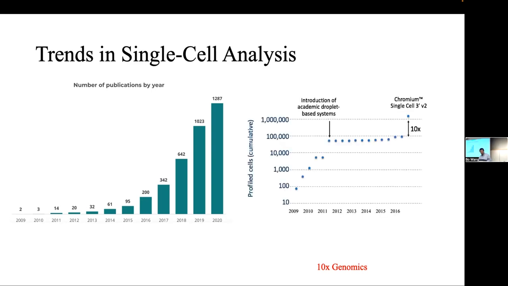Another trend in single cell analysis is that the number of cells sequenced in every experiment is increasing. And very recently, a few years ago, 10x released a data set that has more than 1.3 million neural cells. And nowadays, it is not very unusual to see single cell data with tens of thousands or even hundreds of thousands of cells. So that poses some computational challenge to analyze large scale single cell data.